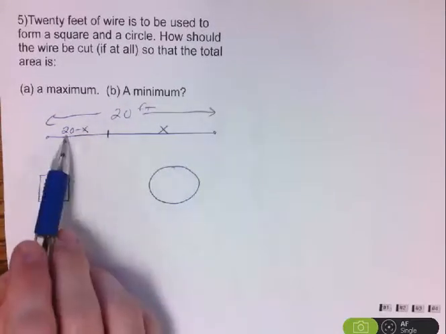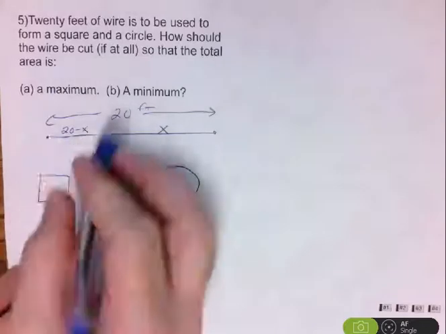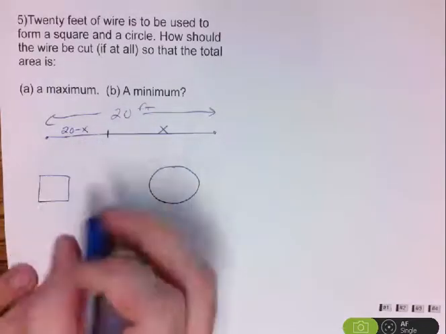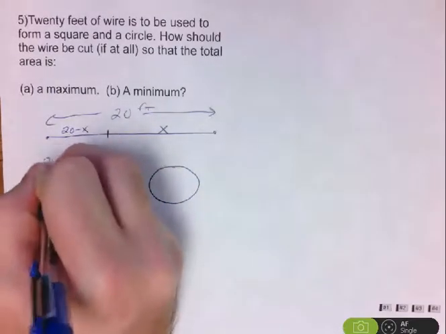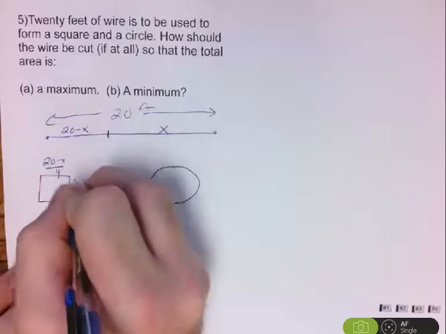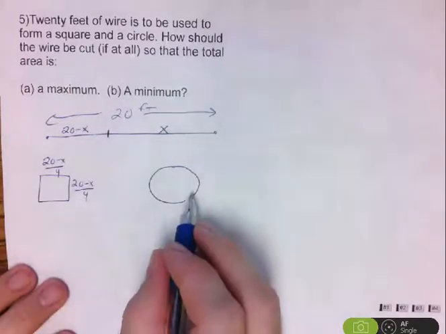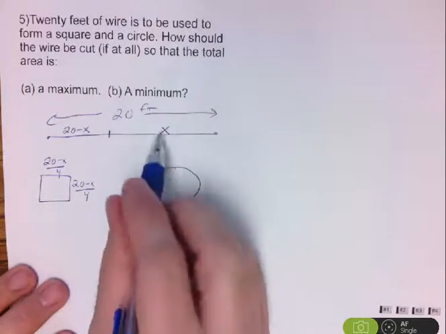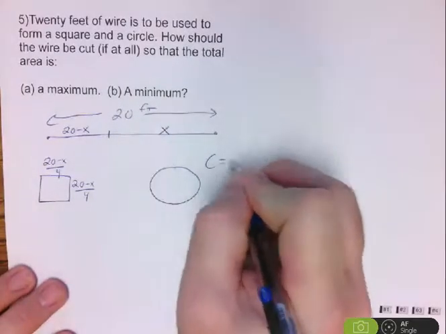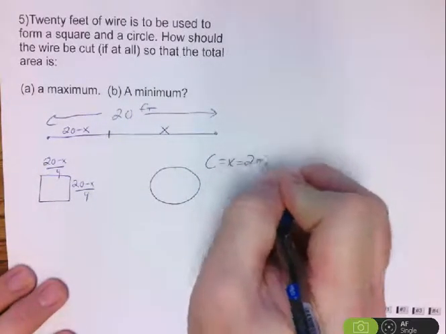Alright, so if this is 20 minus X, and this is supposed to make up the entire square, then this would be 20 minus X over 4, right? 20 minus X over 4, that's what all these would be. And if this is a circle, then that would be the circumference. The circumference would be just X. So the circumference is X, which of course is 2 pi r.